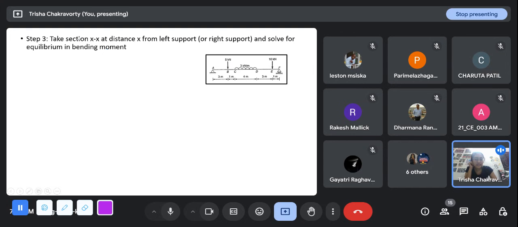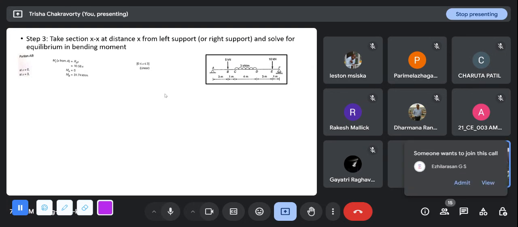Again, the approach is the same. We have to take a section xx at a distance x from the left support or right support and solve for equilibrium and bending moment. Portion AB, suppose I am at a distance x from A. So what will be the bending moment at that point? It will be RA into x. Suppose I'm here, this is x. Just as we saw while solving the equilibrium equation, if I have a point about which I'm considering the moment of a force, we need the perpendicular distance between the line of application of the force, which is RA here in the upward direction, and the point.